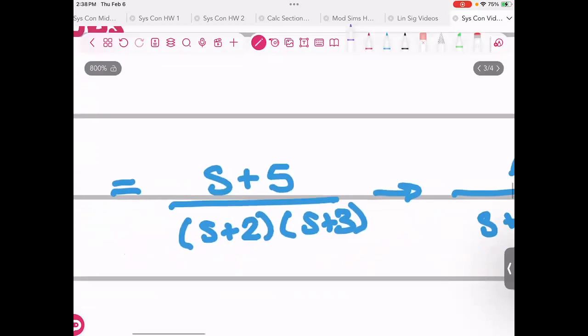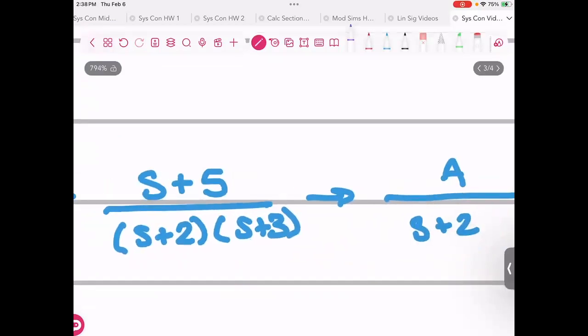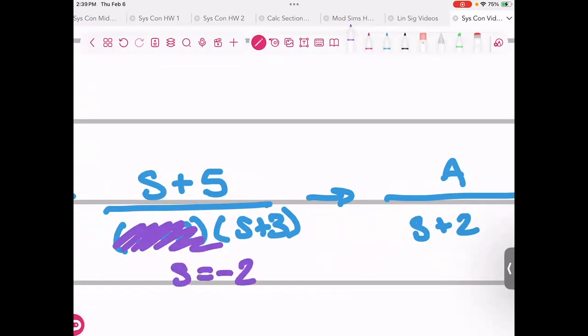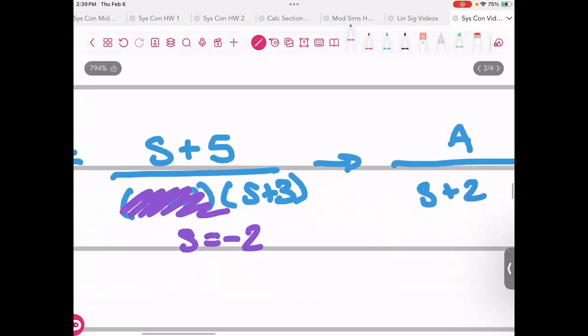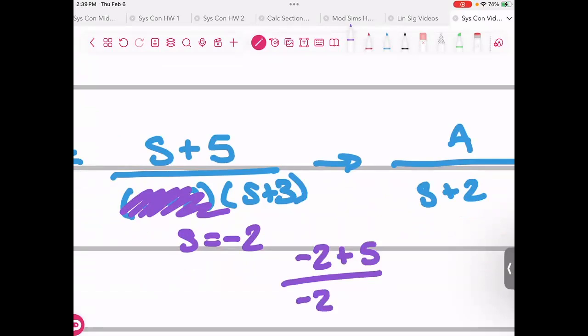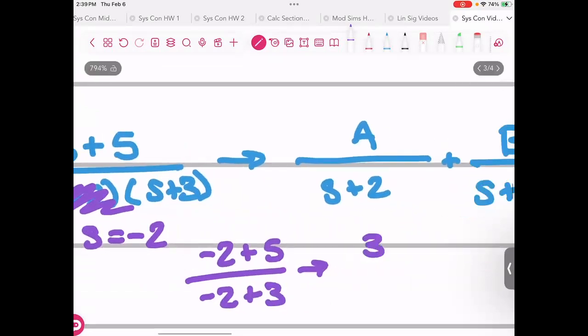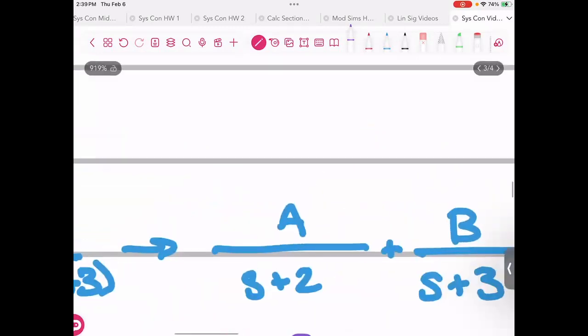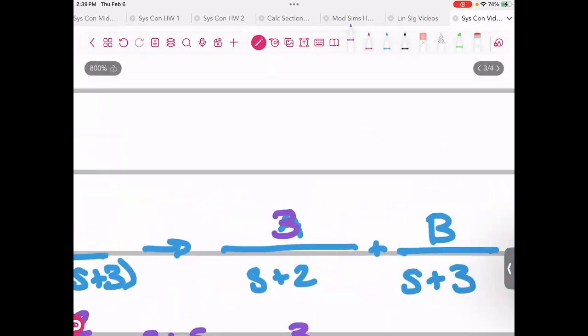So here we see that to get our A, we cover up the s+2. And to be able to do that, we have an s of -2. So when we have an s of -2, the numerator here is going to be -2 plus 5, and the denominator is -2 plus 3. So this becomes 3 over 1. So our A is actually equal to 3.